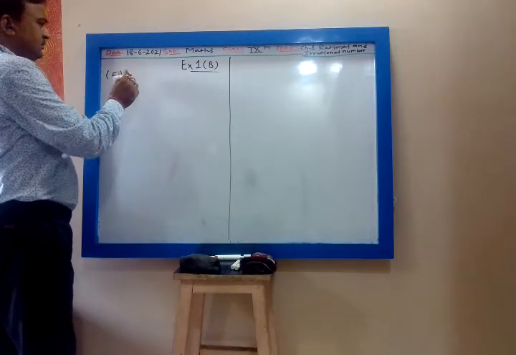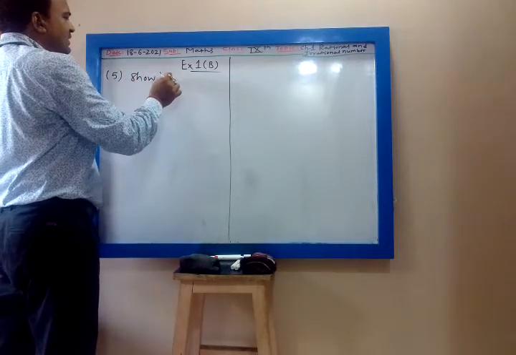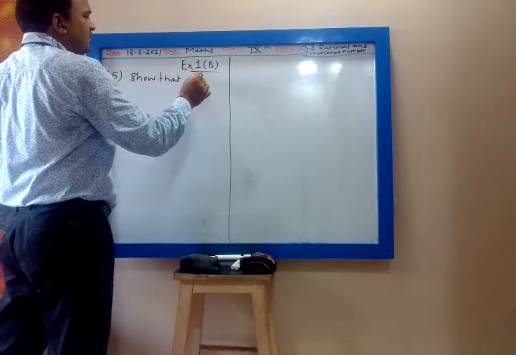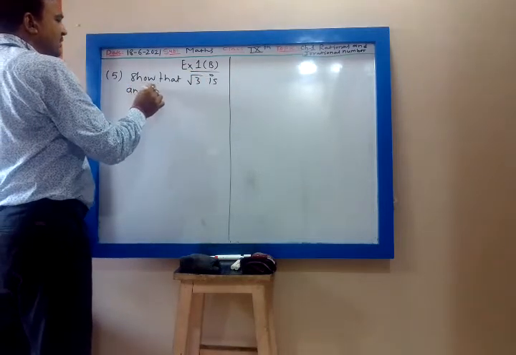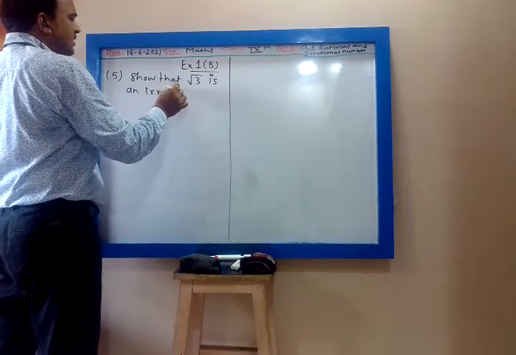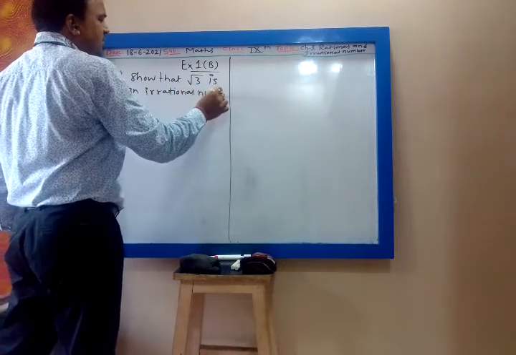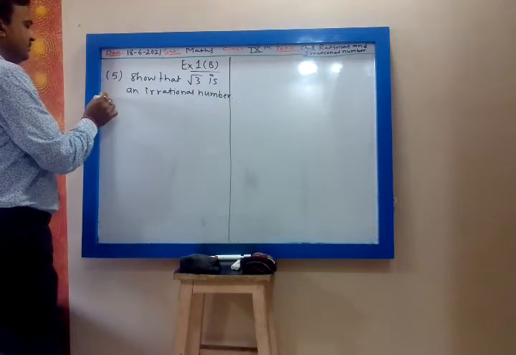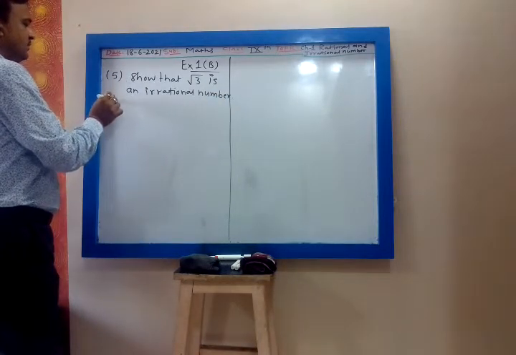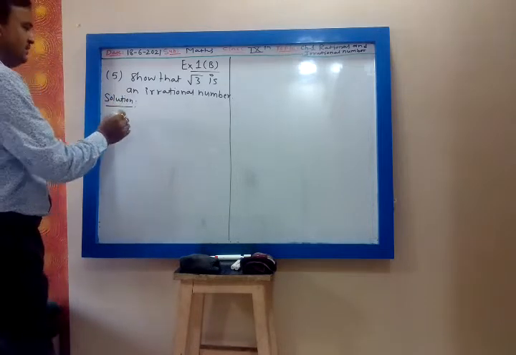So, show that root 3 is an irrational number by using the method of contradiction. Using the method of contradiction, show that root 3 is an irrational number. So what we do in the method of contradiction, we make a wrong assumption.